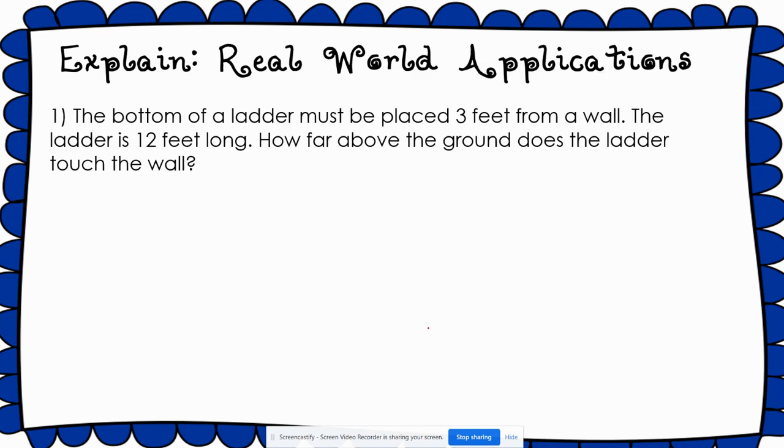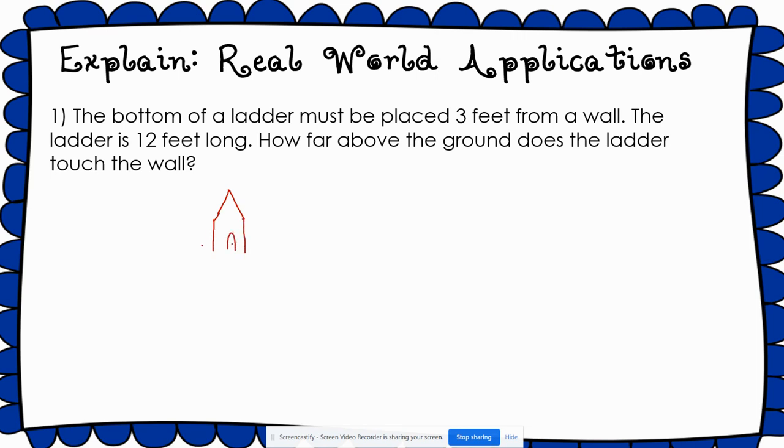Question 1 says the bottom of a ladder must be placed 3 feet from a wall. The ladder is 12 feet long, so how far above the ground does the ladder touch the wall? The best way to think about this is to actually draw a picture so that you can see what this looks like. So if we have a house, and it's just a simple sketch.